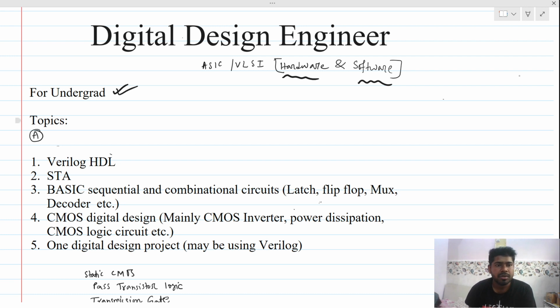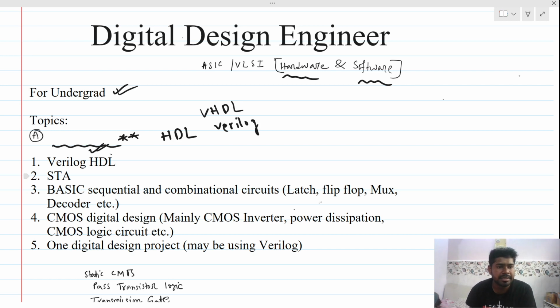So the main topic we need to study is Verilog HDL. HDL means hardware description language. There are mainly two hardware description languages, VHDL and Verilog. You need to be comfortable with Verilog HDL. This is one of the most important.